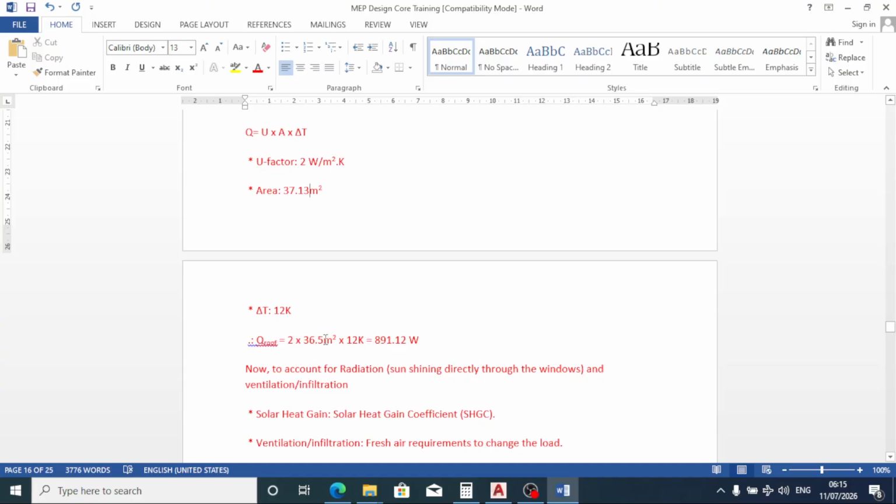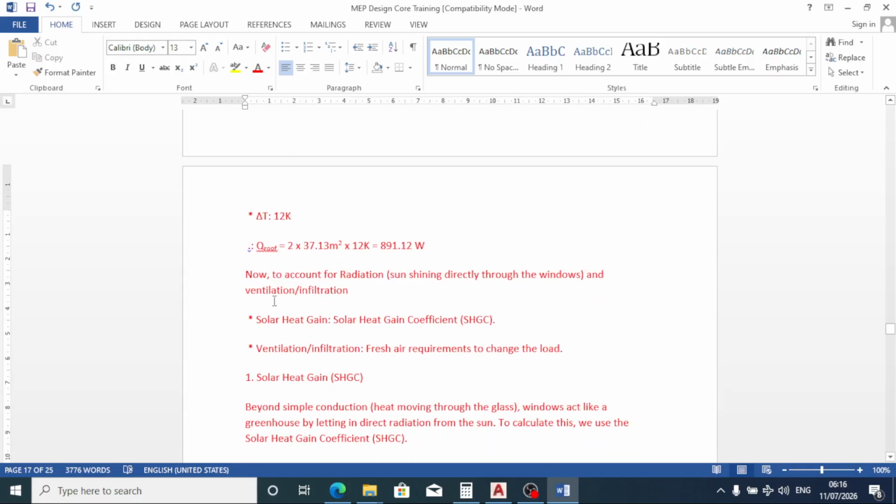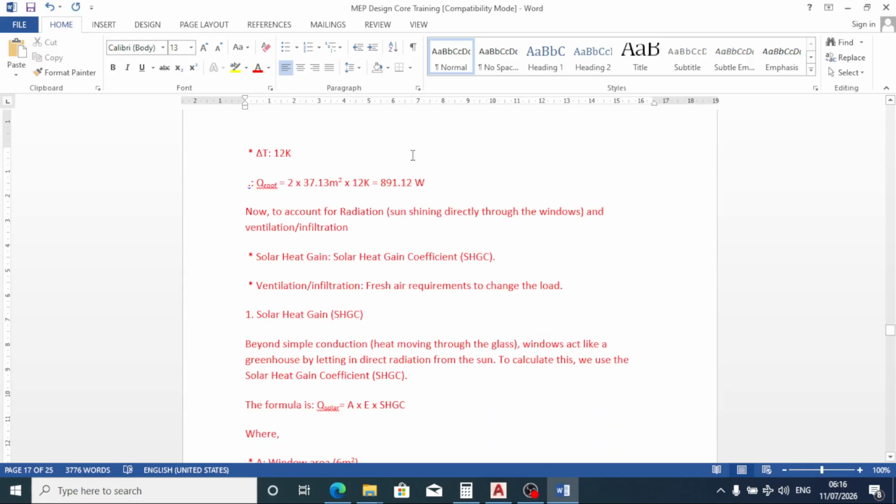So 2 times 37.13 times 12 gives 891.12 watt. Okay, so that's that for conduction through our building envelope.